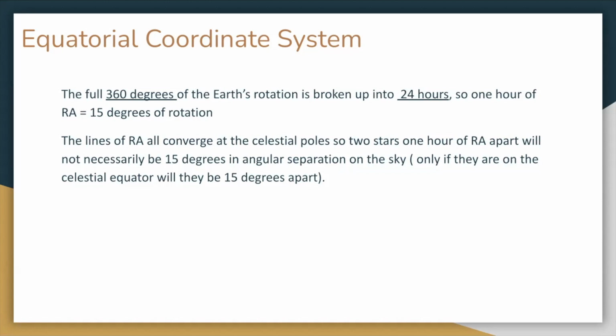So if two stars are 1 RA apart on the celestial equator, then they will be 15 degrees apart. However, if they are 1 RA apart, like in the circumpolar region, they're going to be a lot closer than 15 degrees together.